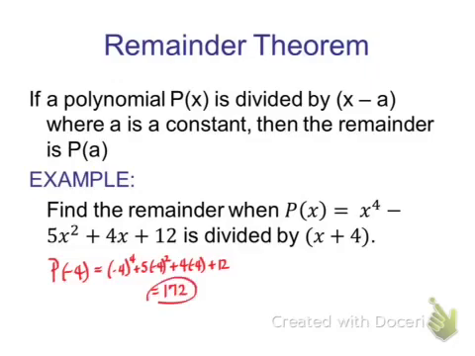172. Okay, so what this tells me is that I'm going to get a remainder of 172 if I divide the polynomial by the factor x plus 4. So very helpful when you're trying to decide if you actually got the right remainder or not when you do your division, whether that's synthetic or long division.